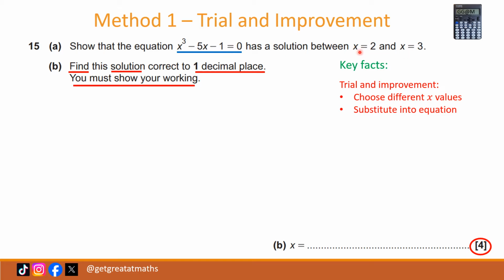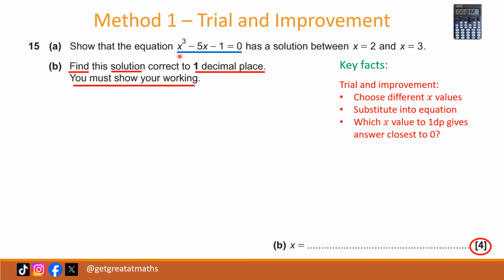Now, if you look in part A, it is giving you a good idea as to a good starting point. They tell you the solution is between 2 and 3. So that should give you a clue as to which x value to choose to start with. And then we've got to work out an x value to 1 decimal place. So this x value you're going to substitute in, you've got to go to 1 decimal place and give the answer closest to 0. Now, the reason it's closest to 0 is because this equation here is equal to 0.